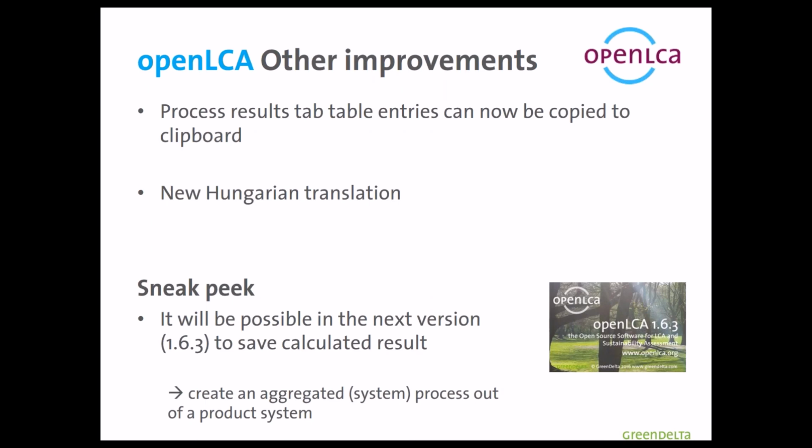And then a little sneak peek: we are releasing an intermediate version of openLCA 1.6.3, which includes only some small bug fixes. For example, we found that in the search function, the data quality systems were not included yet, so a few smaller things like this were fixed. And one new thing is that it will be possible to save calculated results, which means that you can save a product system as an aggregated process, which is quite nice.